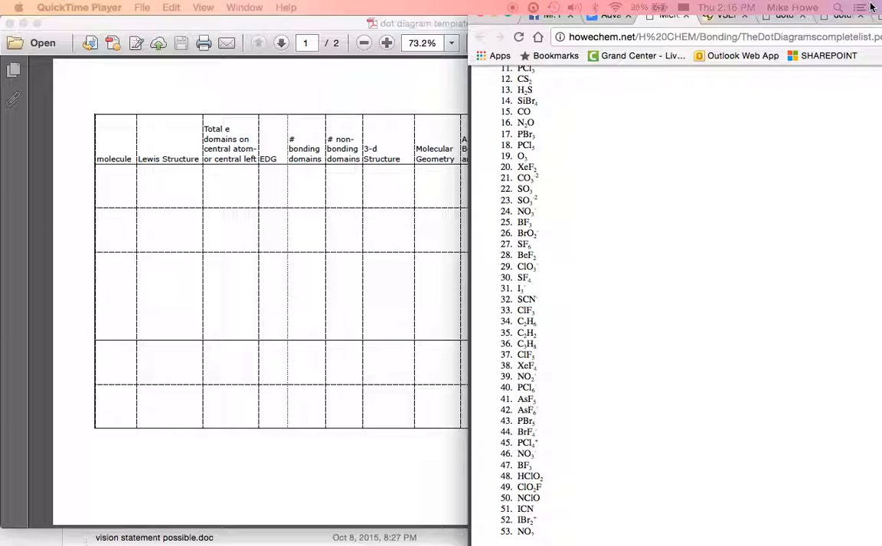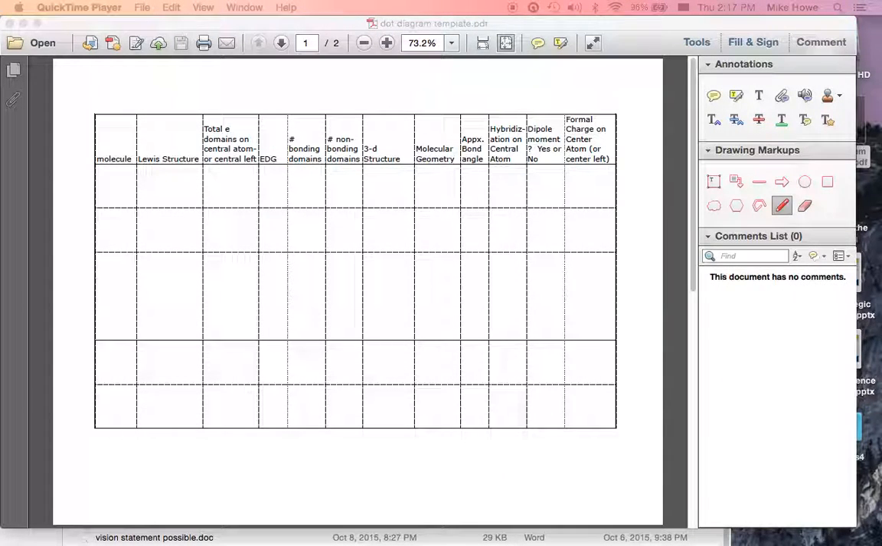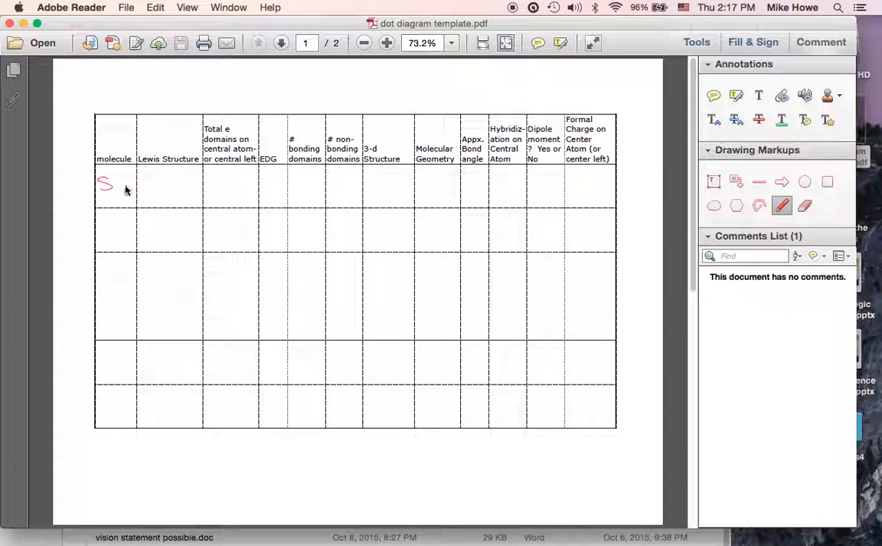Once again, number 22, SO3, number 23, SO3 -2. So SO3 and SO3 -2. Since this pencil is going to be difficult to draw with, I'm going to draw the dot diagram down below. So here's SO3.